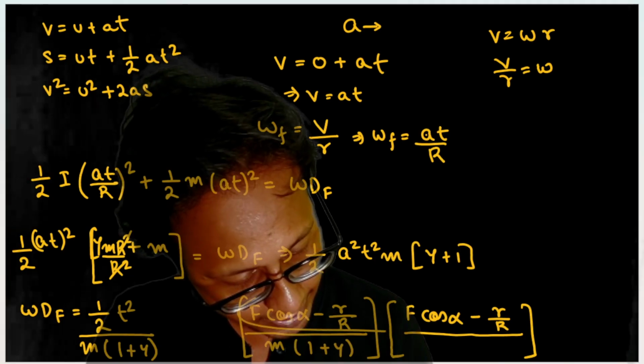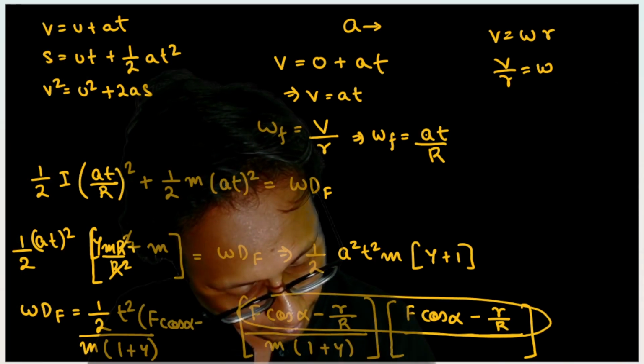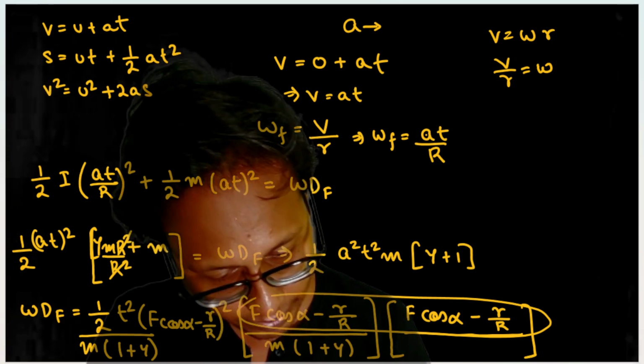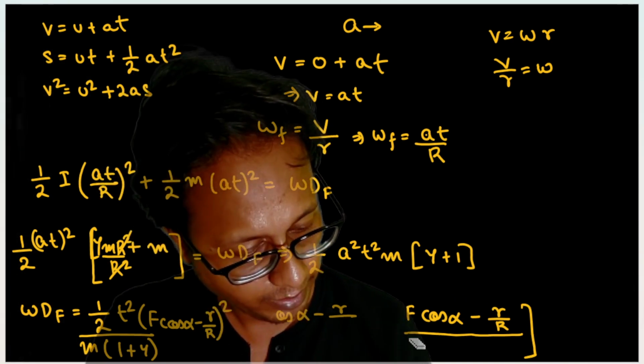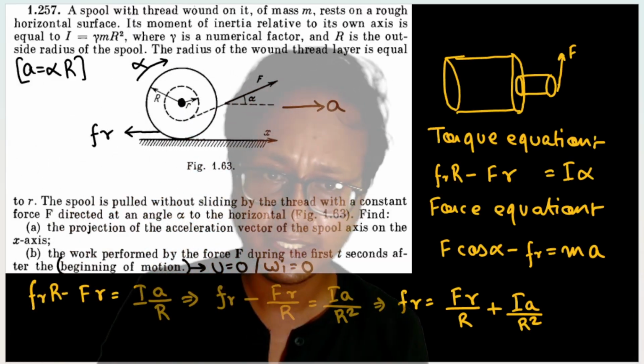After that, this entire term will become square. So f cos alpha minus small r by capital R, whole square. So this is our answer. This was our question number 1.257. Simple enough.